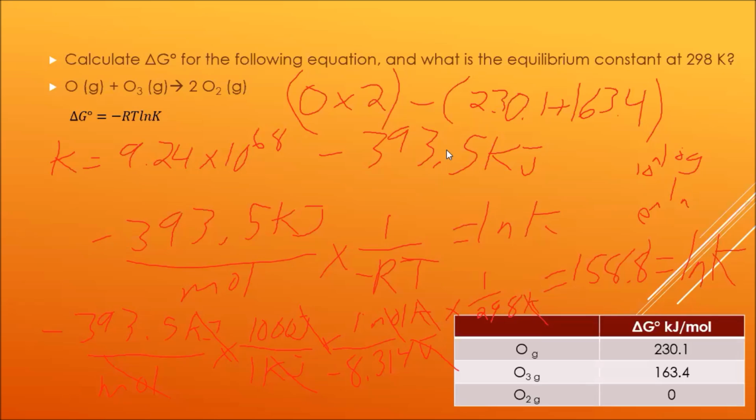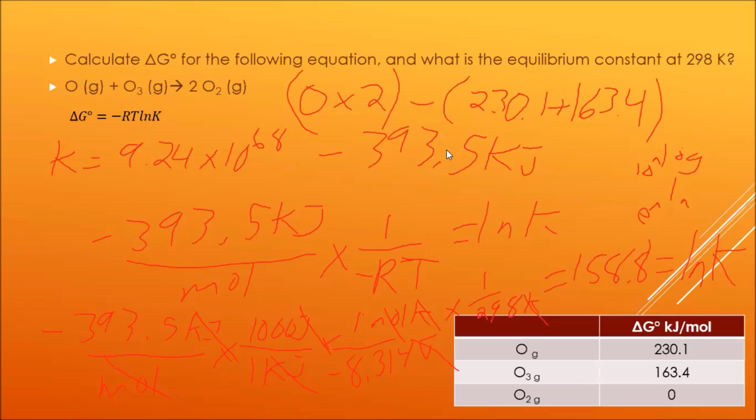But thankfully, the Gibbs standard doesn't actually occur in nature. Because for this to occur in nature, you would have to have 1 atmosphere of oxygen, 1 atmosphere of ozone, and 1 atmosphere of monoatomic oxygen.